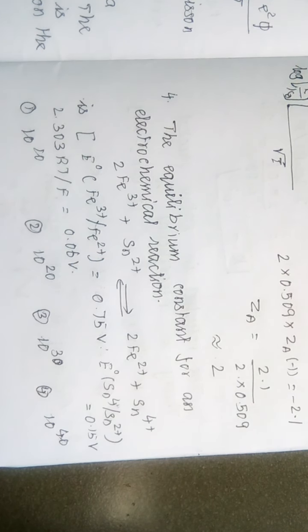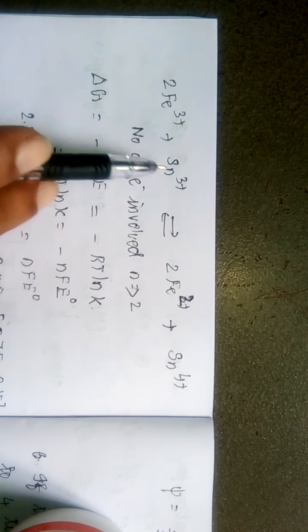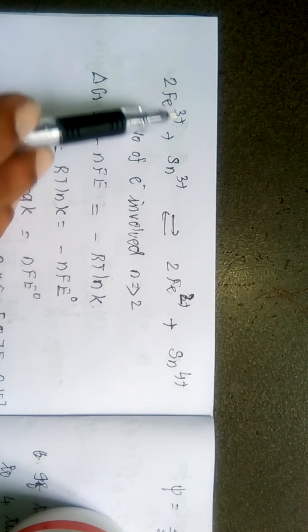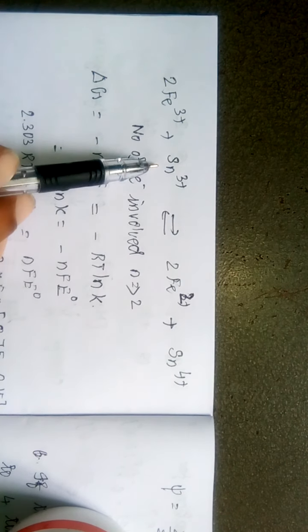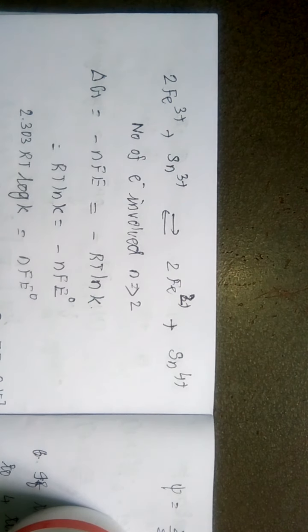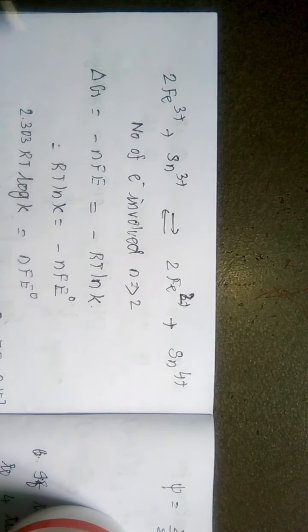This question is a much more useful one, and questions are frequently asked based on this concept. Let's see how to solve this. This is the equation: 2Fe3+ plus Sn2+ gives 2Fe2+ plus Sn4+. The Fe3+ ion is getting reduced to Fe2+. Tin is oxidized from the 2+ state to 4+. The number of electrons involved here is n equal to 2. Here we are not calculating the E, we are going to calculate the equilibrium constant.